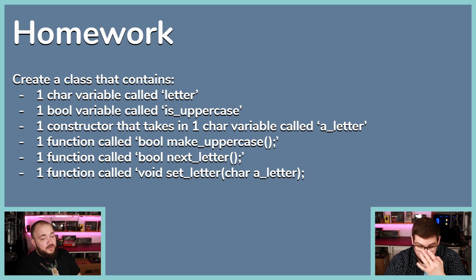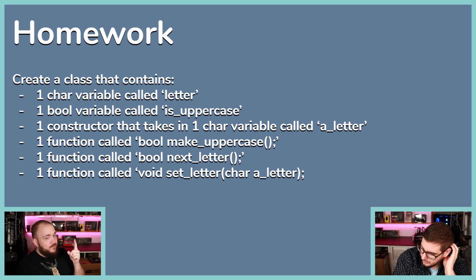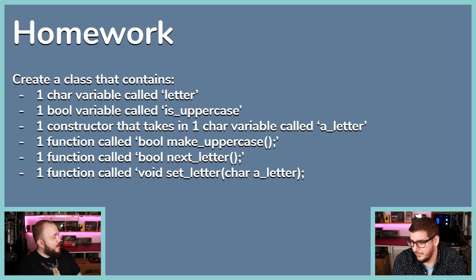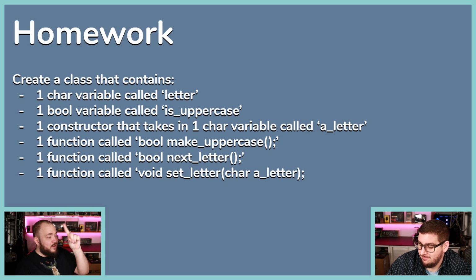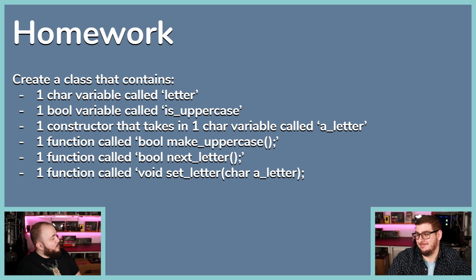Then we have a function called next letter, and that should only go from the next letter, let's say from A to B or B to C, but only if the letter in the variable, in the class, is a letter. So if I send in A and then I call next letter, it would go to B. If I send in J, or uppercase J, into the class, and I say next letter, it would be K. But if I send in curly brace, it wouldn't do anything because there's no next letter, right? Curly brace isn't in the alphabet.